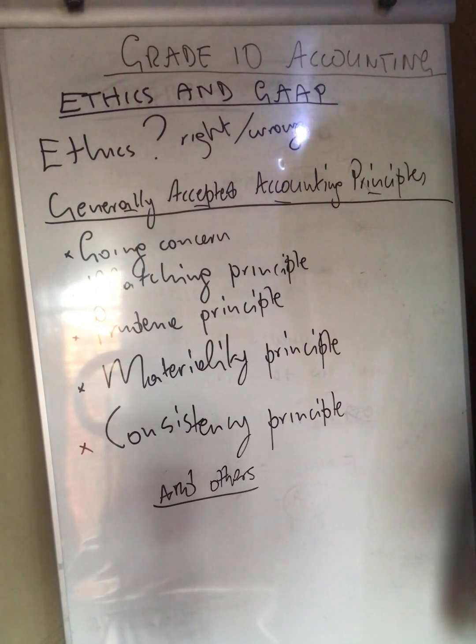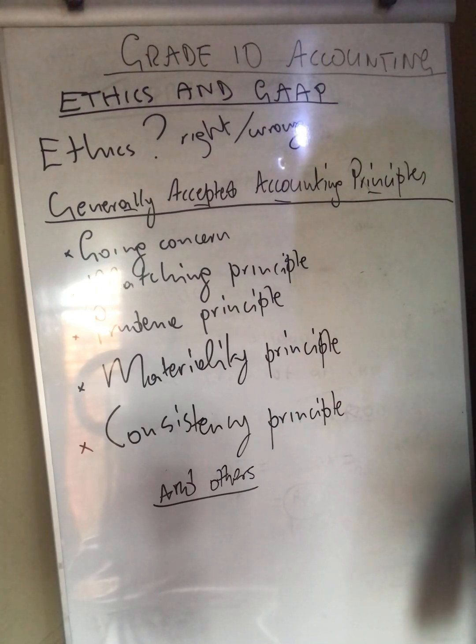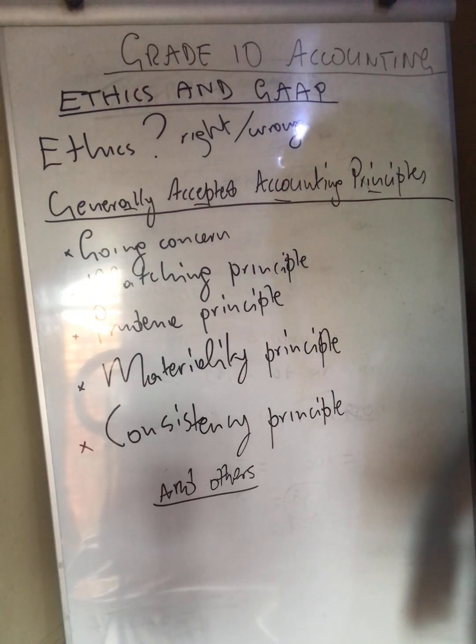Our third principle for today is going to be your prudence principle. The prudence principle tells us that our accounting records must be based on facts and not speculation or assumptions. We cannot assume that since we made a profit last year, then this year we're making a profit as well. No, we cannot speculate or assume. We must use all the financial records that we have for this year. Then we can compile our financial statements. Then we can conclude whether we made a profit or we made a loss.